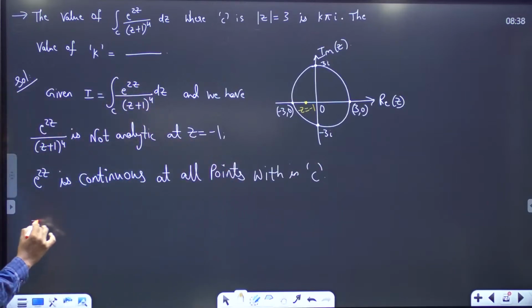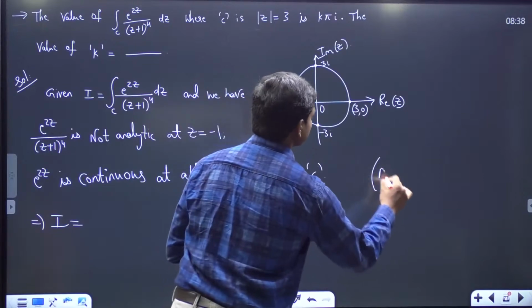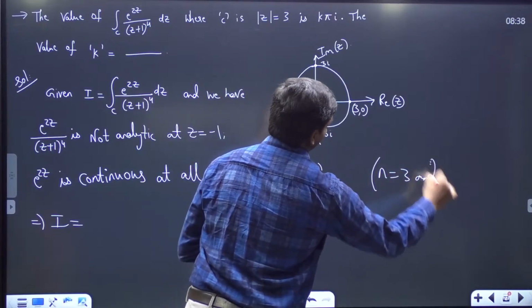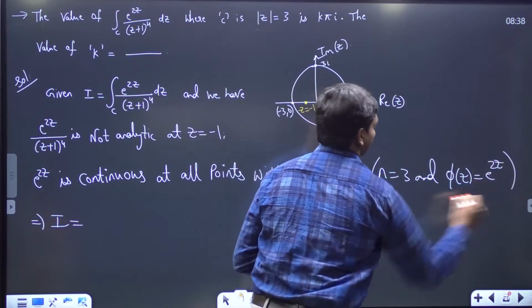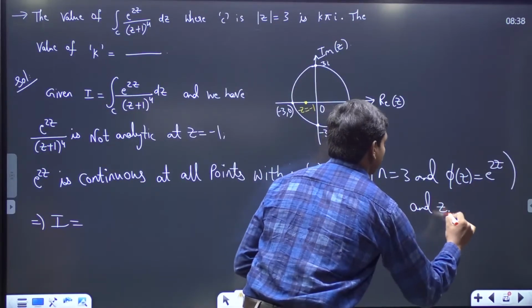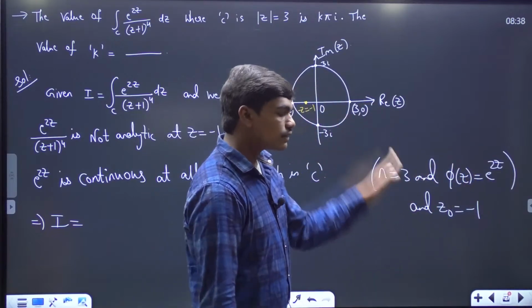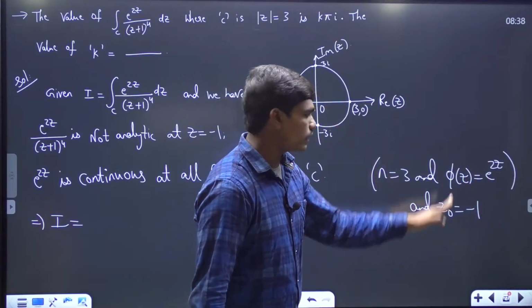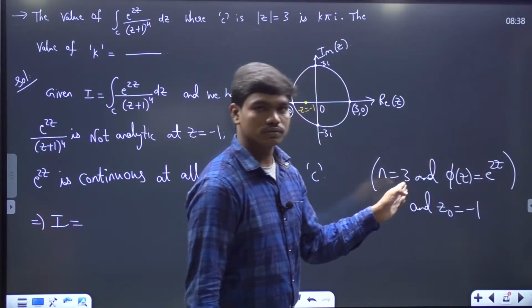So this implies I is equal to, see, the function is e power 2z and n value is 3. Could you all identify n is equal to 3, phi of z is equal to e power 2z, and z naught is equal to minus 1? Are you all able to identify these three values? N is equal to 3, z naught is equal to minus 1 and phi of z is equal to e power 2z. Did you all identify all these things?